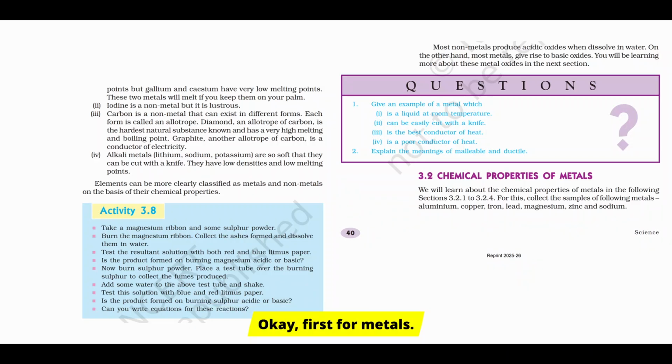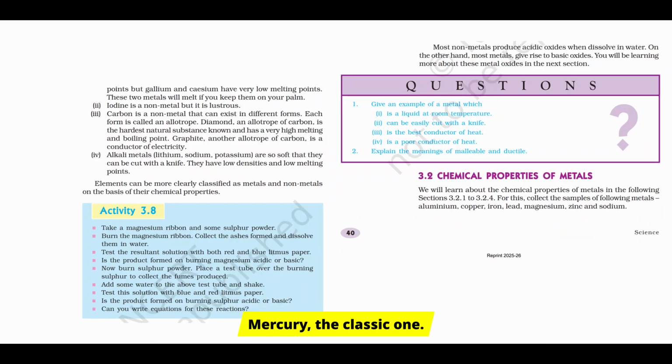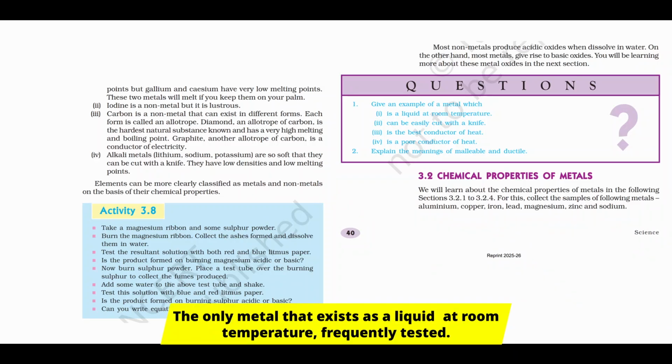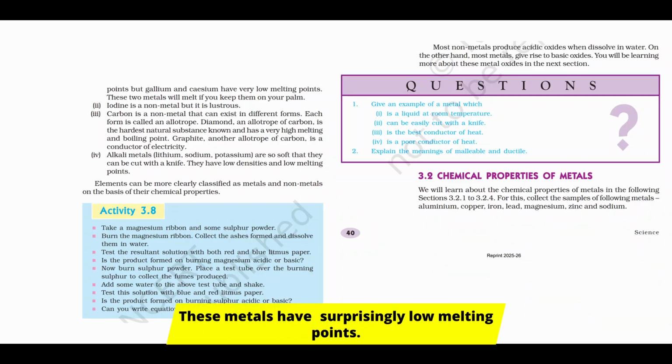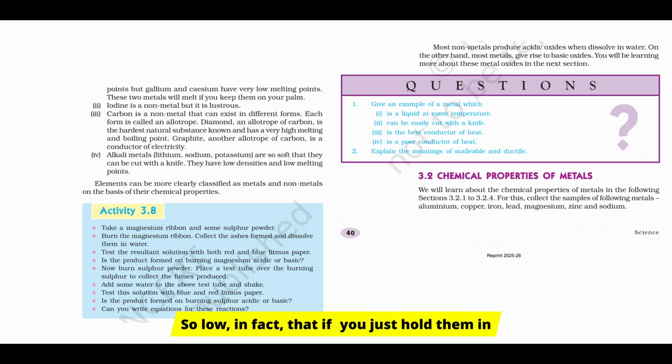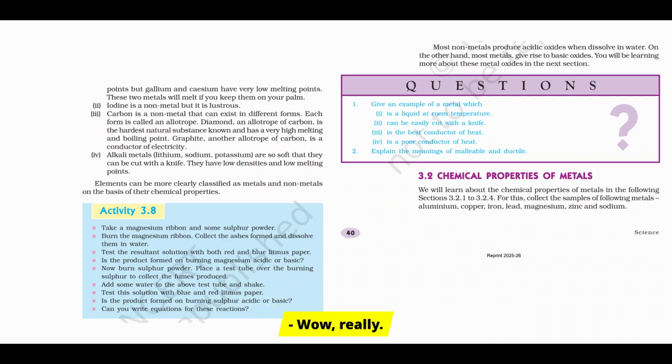Okay, first for metals. While the general rule is solid at room temp, high melting points, we have some significant deviations. Mercury, the classic one. The only metal that exists as a liquid at room temperature, frequently tested. Hg. Gallium and cesium. These metals have surprisingly low melting points. So low, in fact, that if you just hold them in your palm, your body heat is enough to melt them. Wow, really? Yeah. In your hand? Yep. Into a liquid pool.